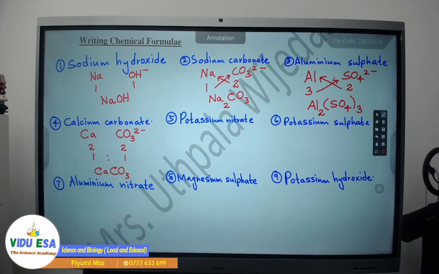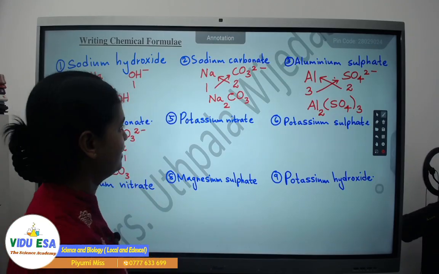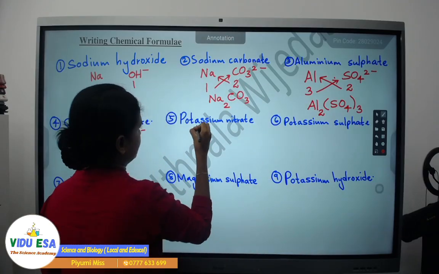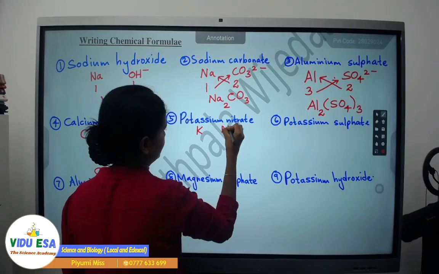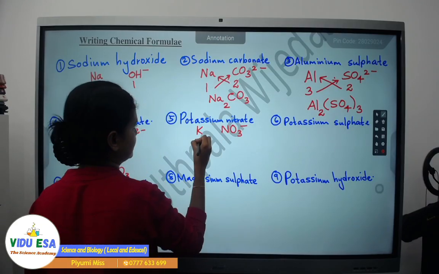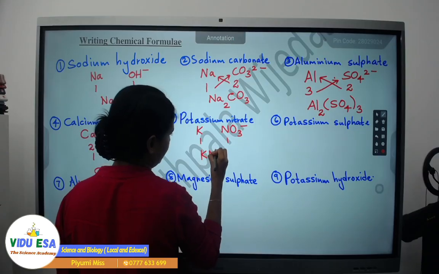Hari, Balamuda. Did you write? Yes, potassium nitrate. Potassium nitrate. Potassium and nitrate, NO3 minus. Right? The valencies are 1 each. Therefore, it becomes KNO3.